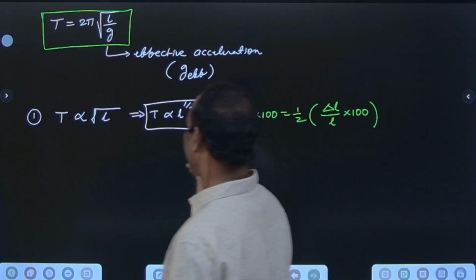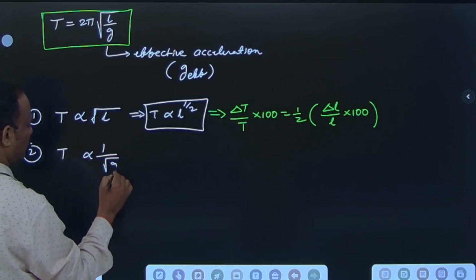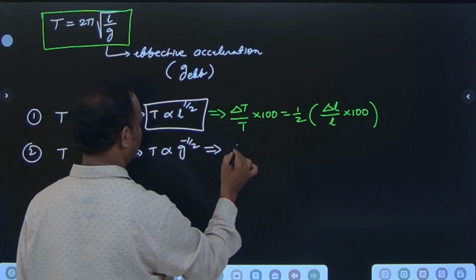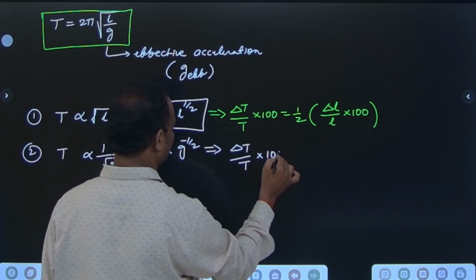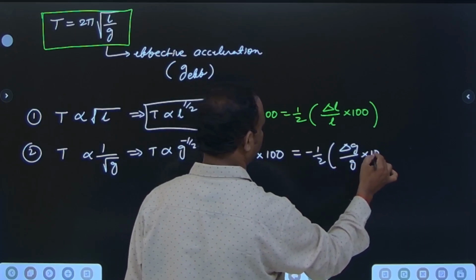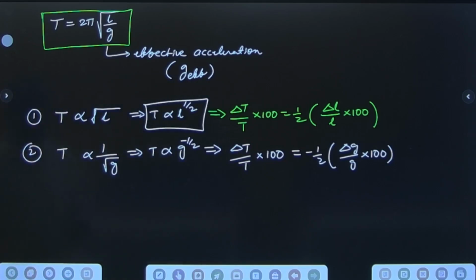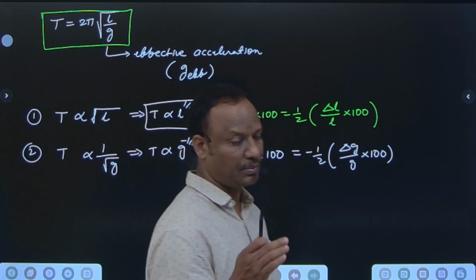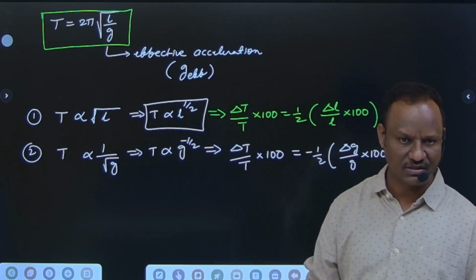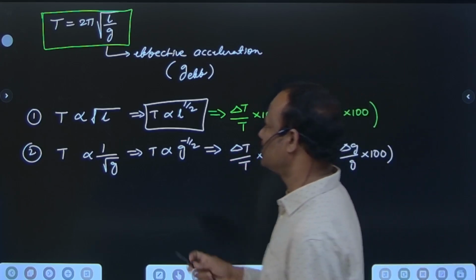Like we can also talk about the second one: T is proportional to 1 by square root of G, that is, T is proportional to G to the power of minus 1 by 2. So we can also say delta T by T into 100 is equal to minus 1 by 2 into delta G by G into 100. This is one case for the time period T equals 2 pi square root of L by G. For fractional and percentage changes, we have methods for changes less than 5% and more than 5%. This is just basic information.